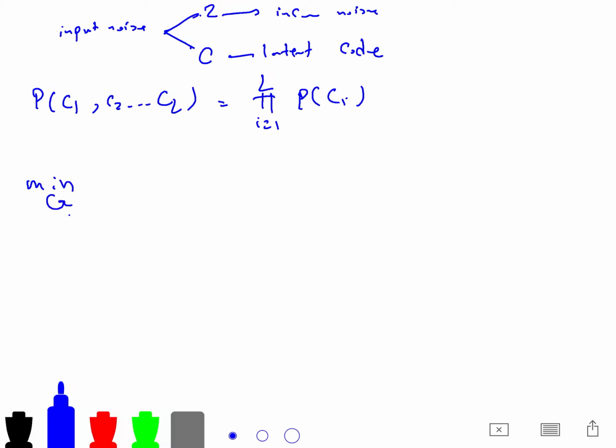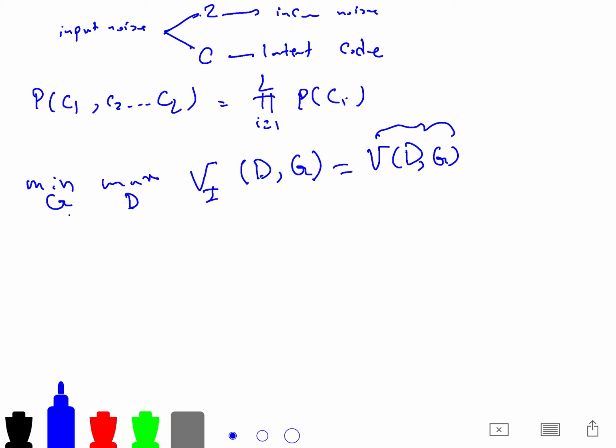So this is exactly like GAN, but we add another term, which is mutual information. So we minimize with respect to the generator as usual. We maximize with respect to the discriminator as usual, but V of I stands for information. V of I of D and G is equal to V of D of G, the same thing as GANs, but now we add an extra term, which is minus lambda I of C and G of Z and C.